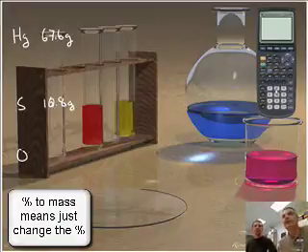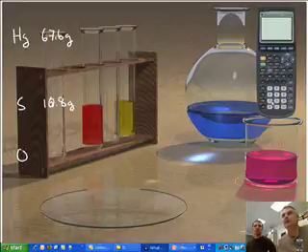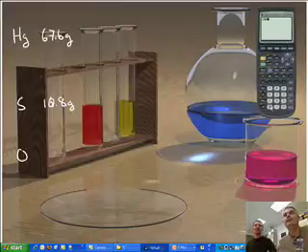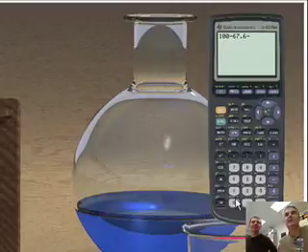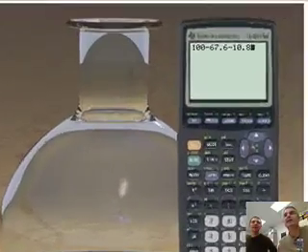So I'm going to take 100. We made the calculator smaller because we needed more room. I forgot to turn it on. 100 minus 67.6 minus 10.8.